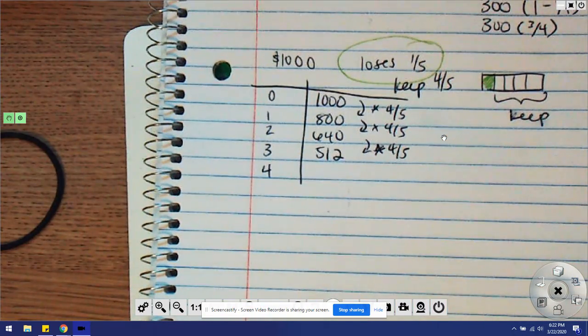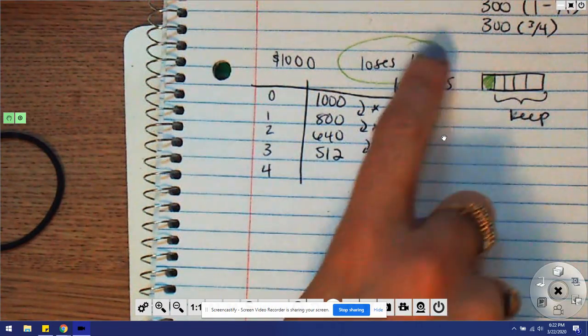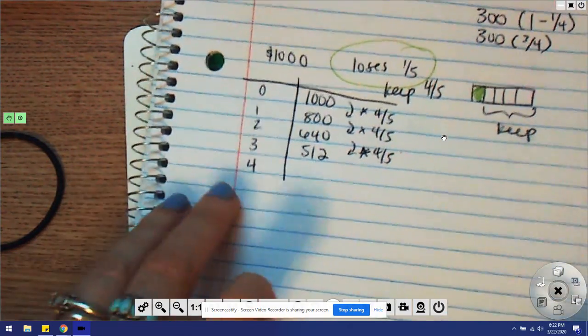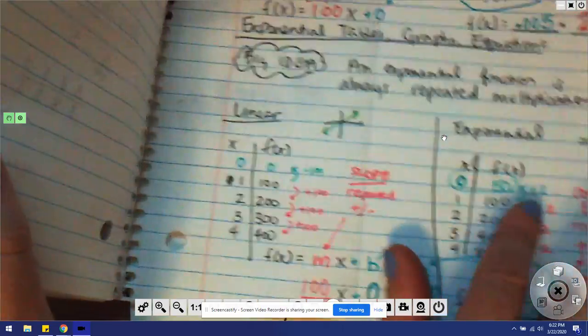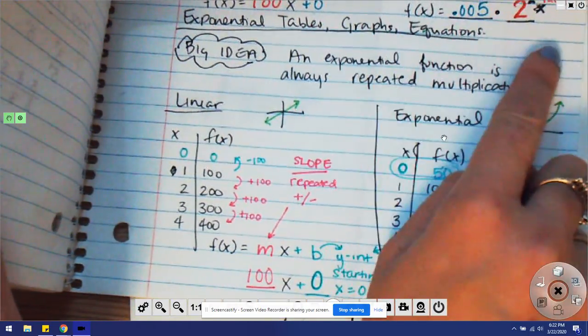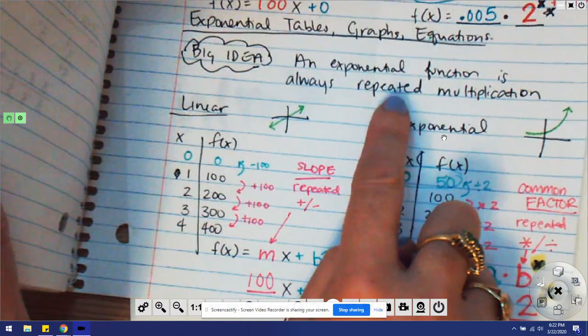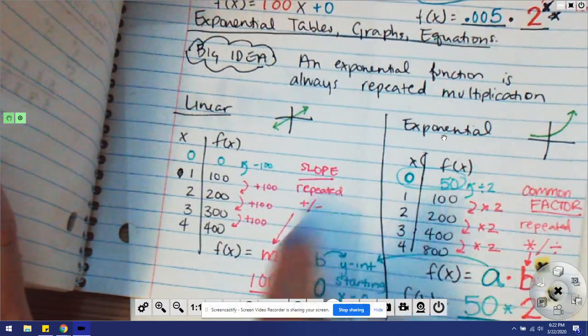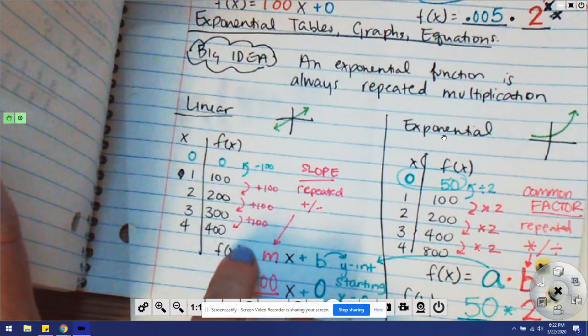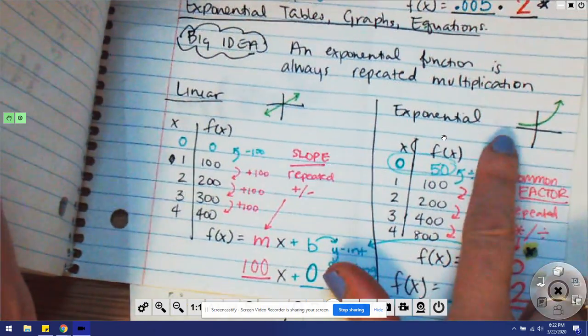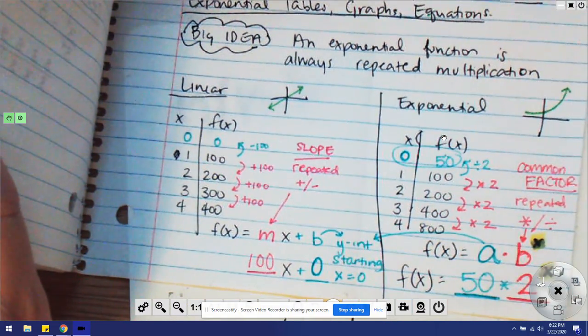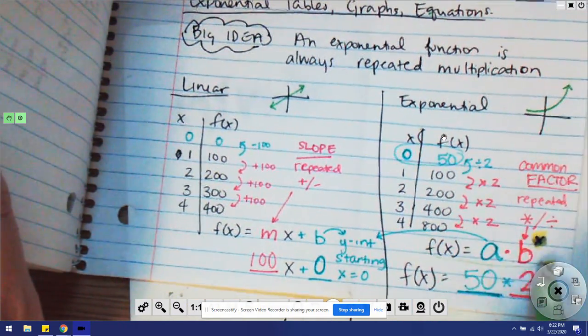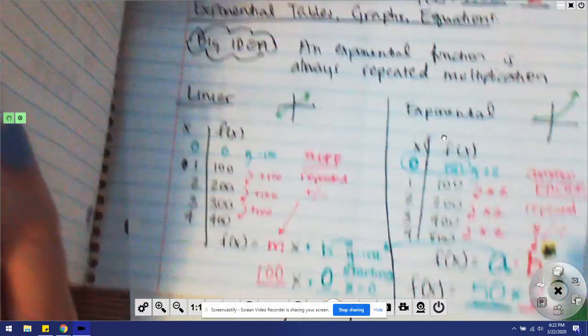When I'm thinking about this problem, I'm starting to notice that I'm doing repeated multiplication. And thinking about our notes that we took in our last lesson, an exponential function is always repeated multiplication. Linear has that repeated addition. Exponential has that repeated multiplication. So I know I'm going to be using this equation.